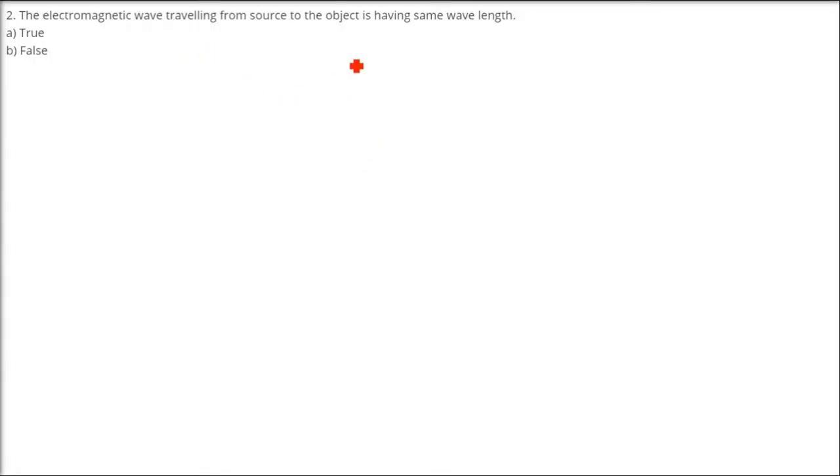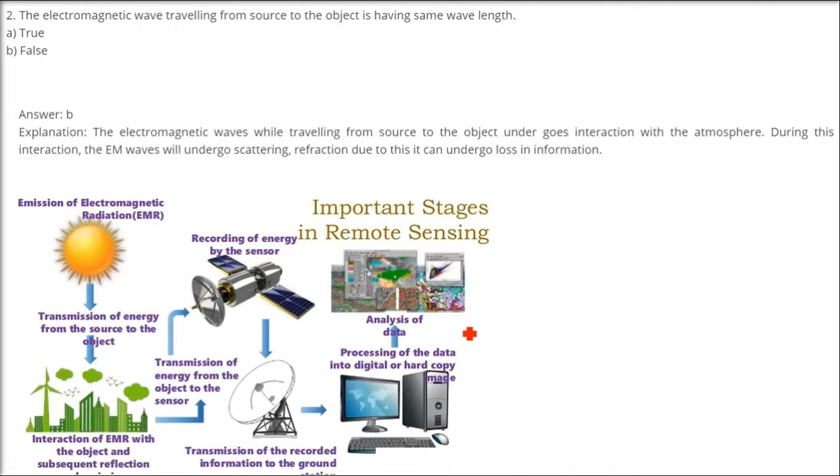The electromagnetic wave traveling from source to the object has the same wavelength. Let me show you here. First, there is a source of energy, and this light, an electromagnetic wave, is coming. Now this is an object, or a part of an object. The light starts with some wavelength lambda. Now the question is whether it will reach as lambda only. The answer is false.